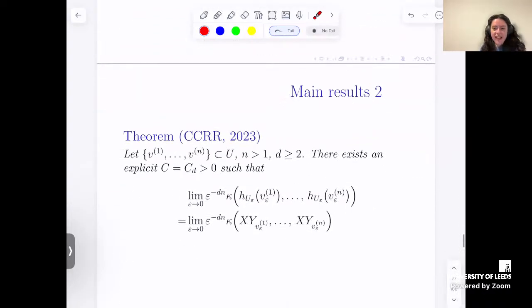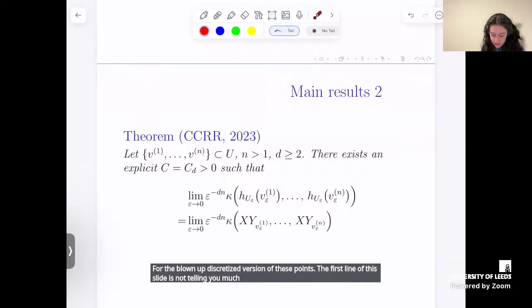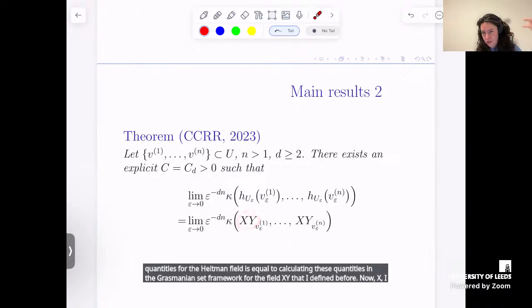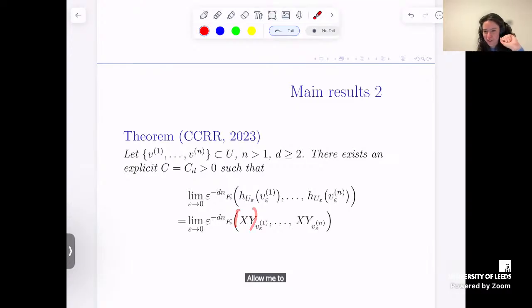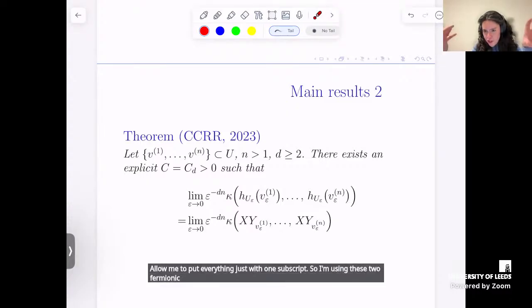The first line of this slide is not telling you much. It's telling you that calculating these quantities for the height one field is equal to calculating these quantities in the Grassmannian framework for the field xy that I defined before. Now, I write this shorthand notation. This should probably be x v epsilon, y v epsilon. Allow me to put everything with just one subscript. So I'm using these two fermionic objects, the field x and the field y, to translate my problem into a calculation of cumulants for the fermionic GFF.